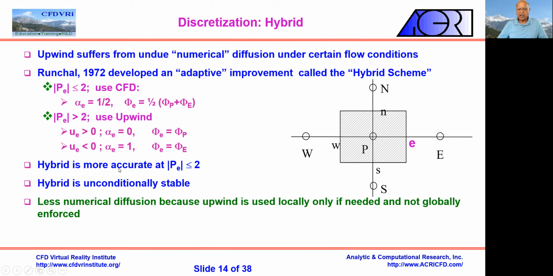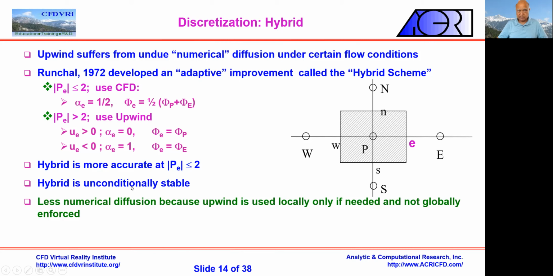So hybrid is more accurate because essentially we don't enforce this Upwind condition unless it is needed. In the extreme, if your grid is very coarse, it will become similar to Upwind. But in general, for a general flow, you'll find that the velocity varies everywhere, distances vary, so the Peclet number varies. So we look at what the Peclet number is.